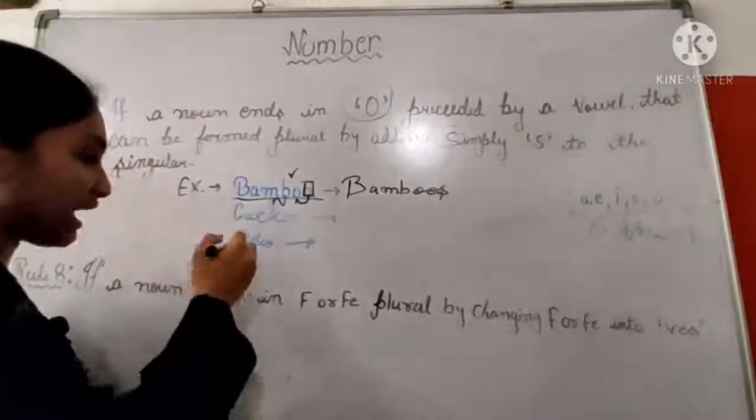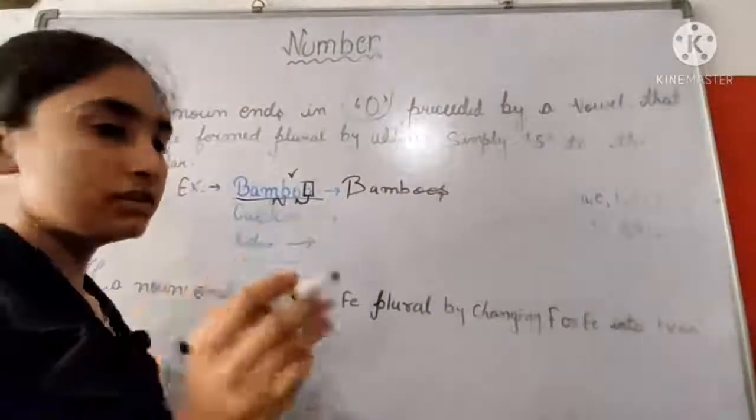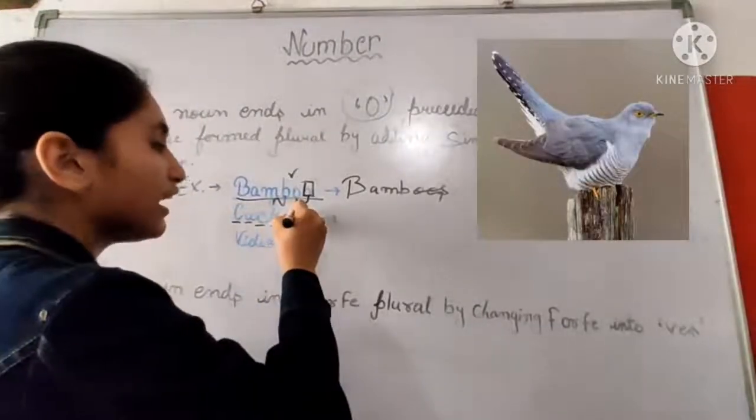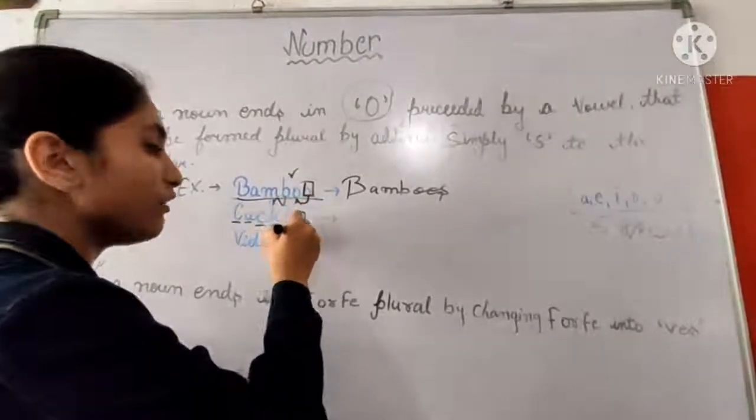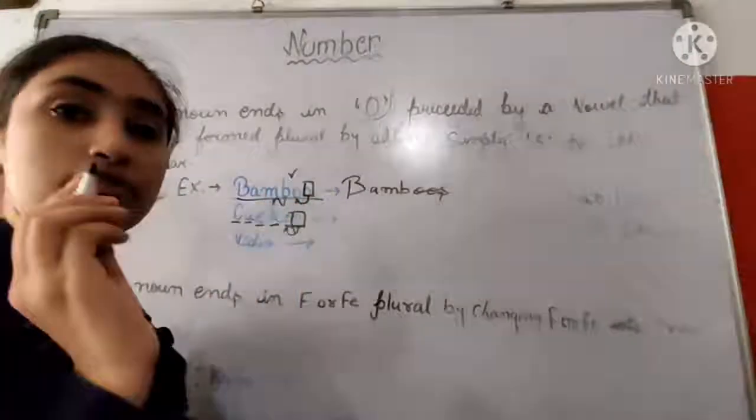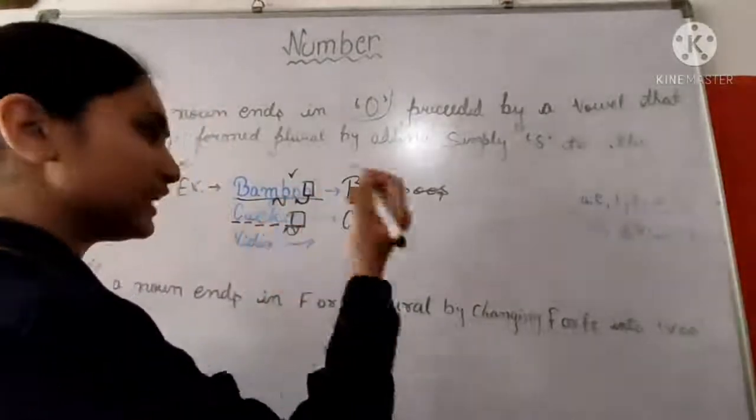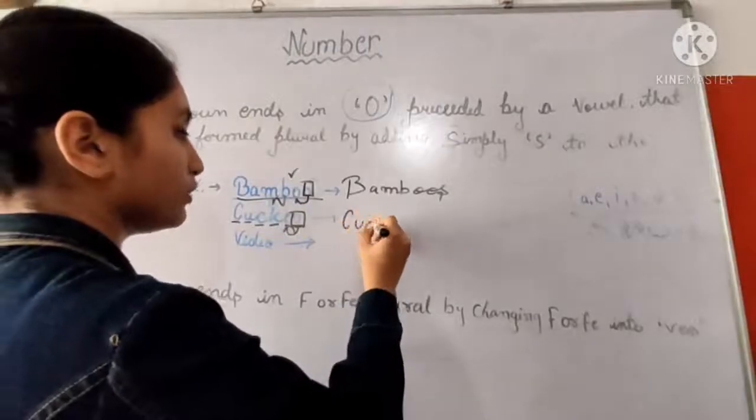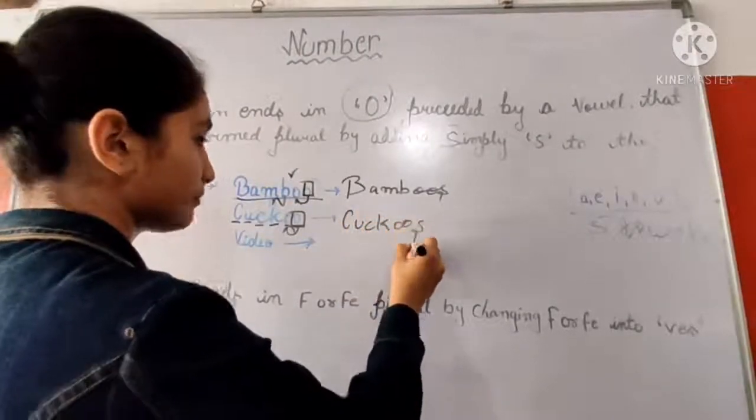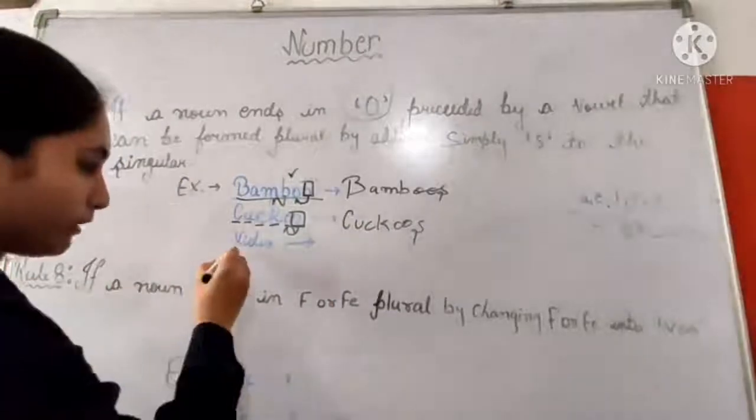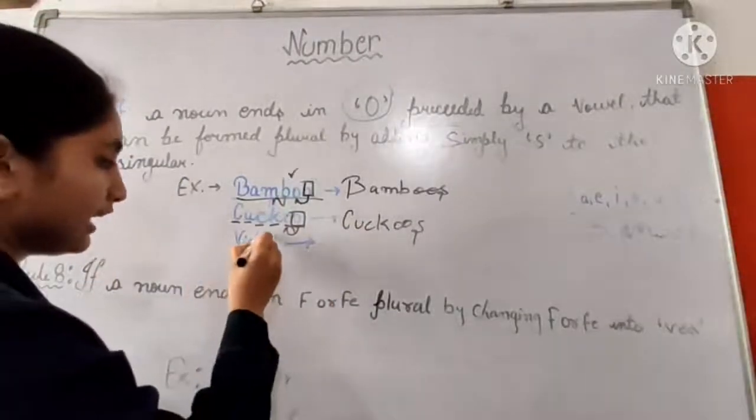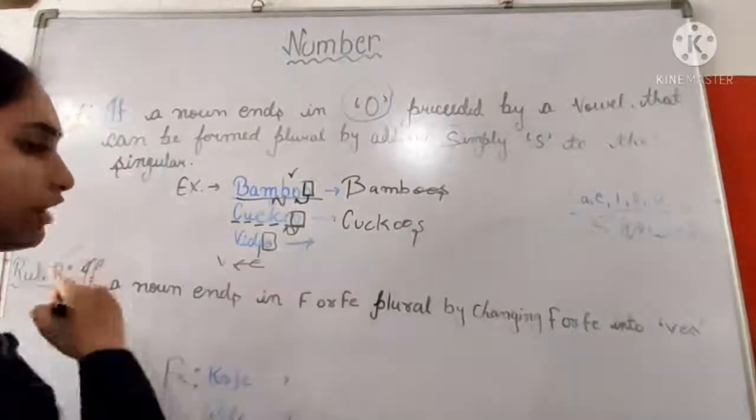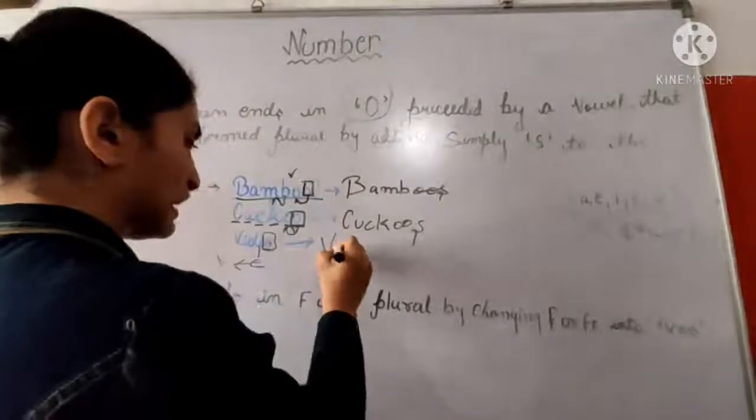Again see the next example. Cuckoo, C-U-C-K-O-O. So here again O is preceded by a vowel, O. So it can also be changed into plural by simply adding s. So it will become cuckoos. Now let's come to the next example. Video. So here again O is preceded by what? A vowel, and E is also a vowel. So it can also be formed plural by simply adding s.